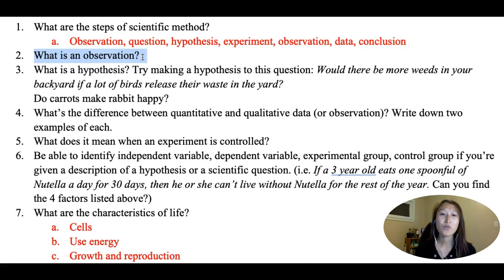One is called quantitative observation. One is called qualitative observation. So quantitative observation is anything that you can count, and qualitative is only something you can describe without using numbers.